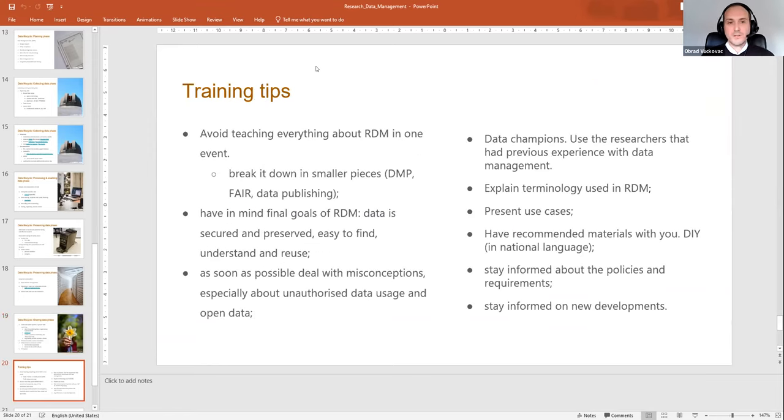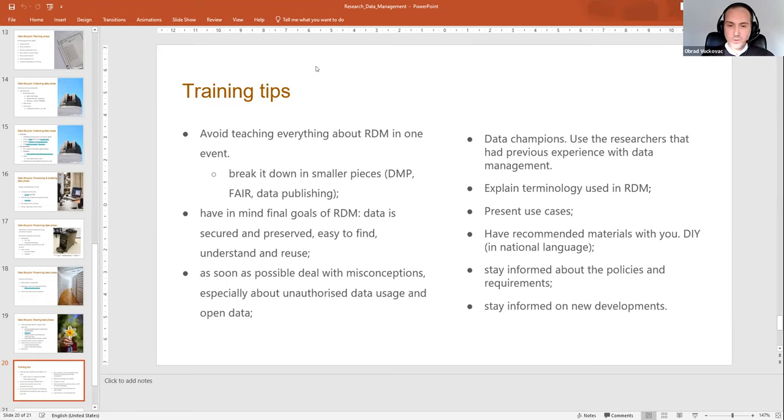So at the end, training tips. Like I said, avoid teaching everything about RDM in one event. This is not something I usually advise; break it down into smaller pieces. If you can, separately explain RDM, DMPs, FAIR data, data publishing, and even divide it into smaller chunks, like metadata and repositories. It's better than having it all in one, because the whole topic is overwhelming, maybe three hours long. It can be very long, and can lead to information overload for researchers.